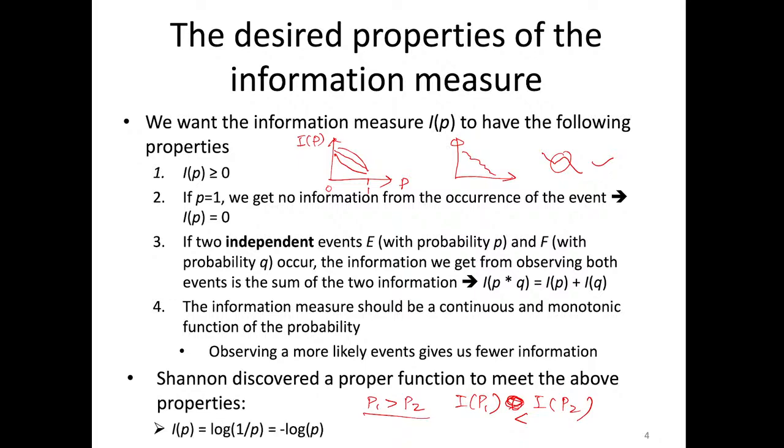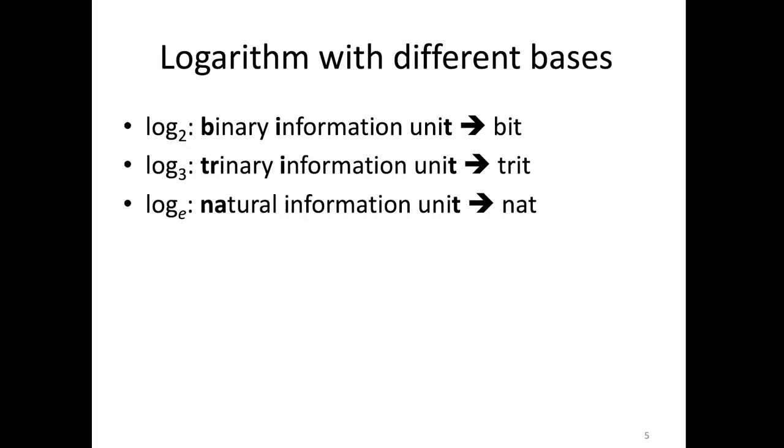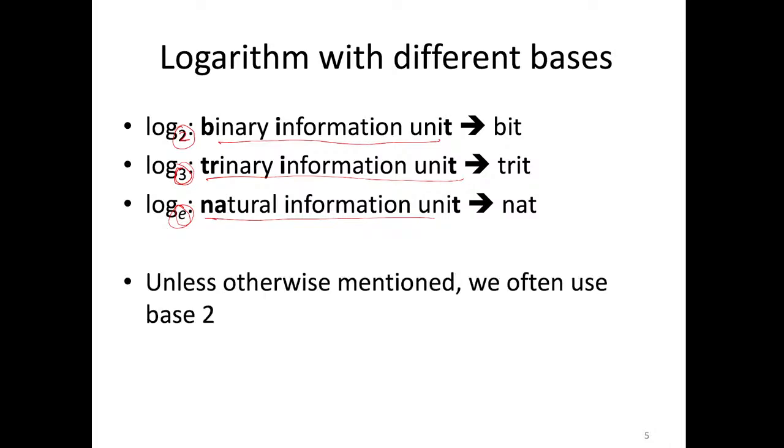And Shannon found that if we define I of P by this formula, then it follows all these properties. I of P is log 1 over P, or negative log P. For the base, there are several choices. If we use base 2, it's called binary information unit. Base 3 is trinary information unit. Base e is natural information unit. In this course, unless otherwise mentioned, we usually use base 2.